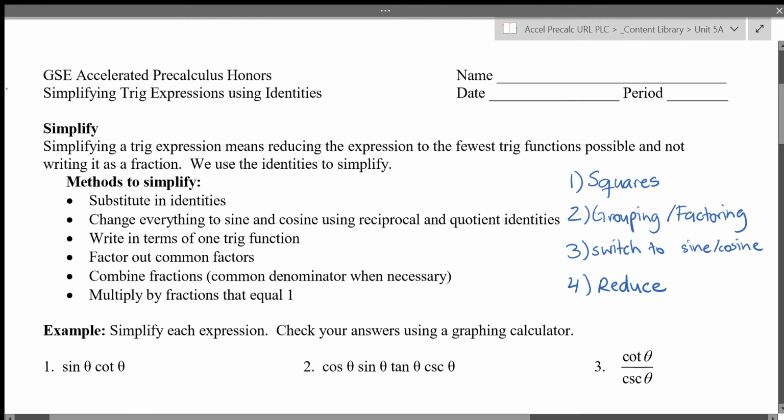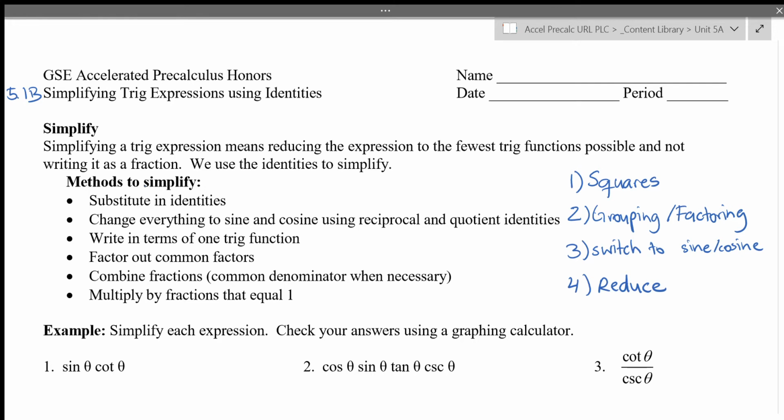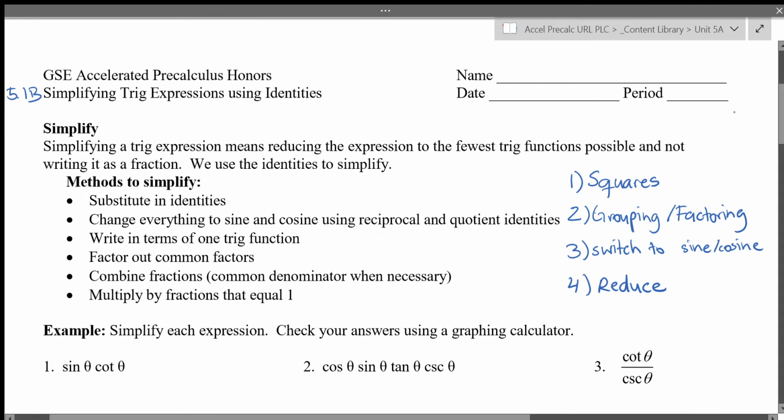This is 5.1b notes, simplifying trig expressions using identities. You are more than welcome to read through this. Basically, what we're going to do today is take complicated trig expressions and use identities to simplify those. And the question is always for simplification, how far do you go? Like, how far do you simplify?